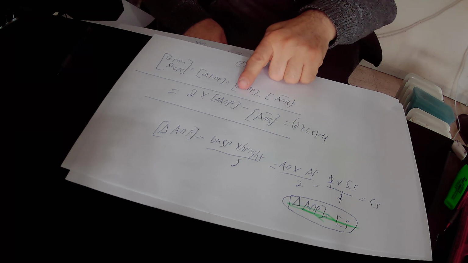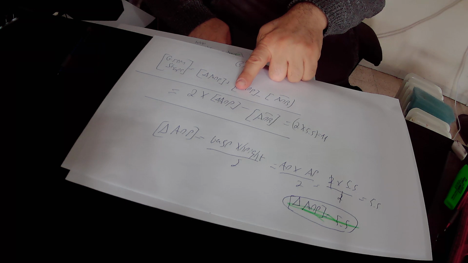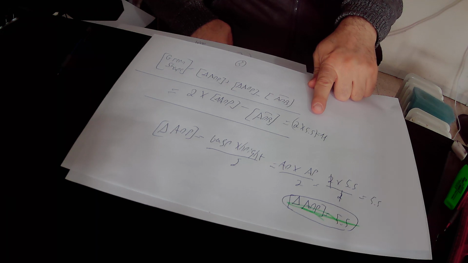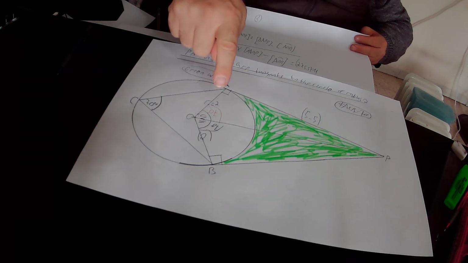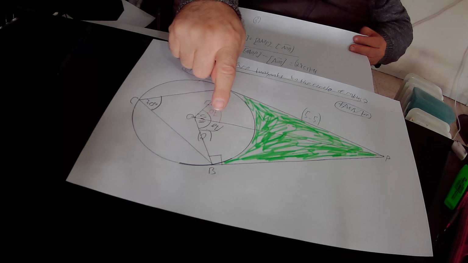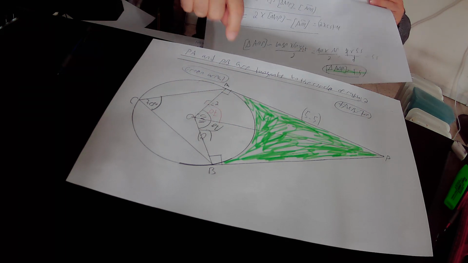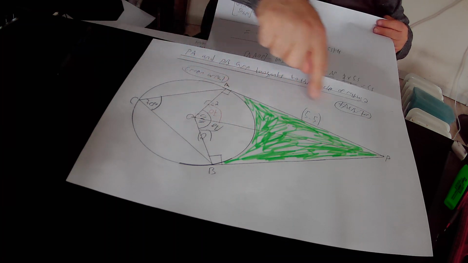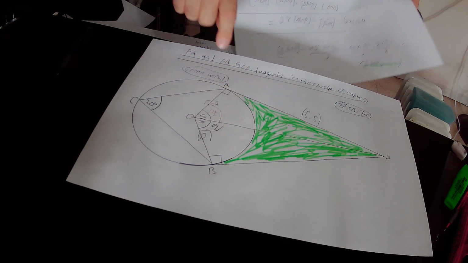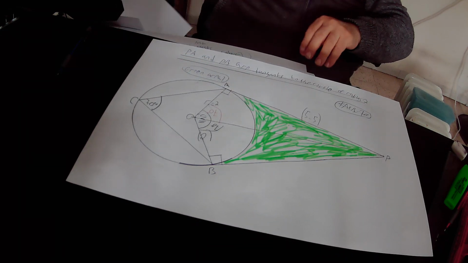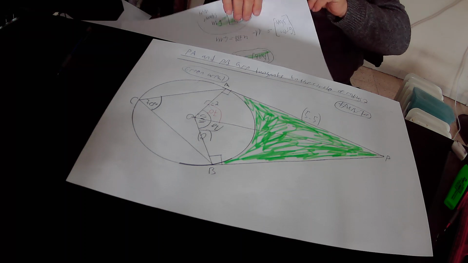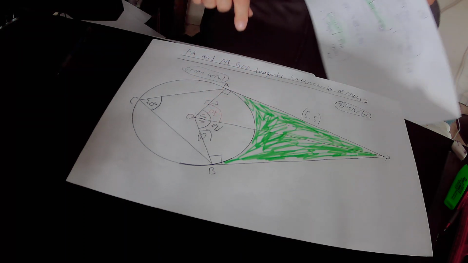We have already found that the area of triangle AOP is 5.5, so 2 times the area of triangle AOP is 2 times 5.5, which is 11. So in conclusion, the area of triangle AOP plus the area of triangle BOP is in total equal to 11 square units. Now we have to subtract from the area of those two right triangles the area of this sector AOB. So what is the area of sector AOB?